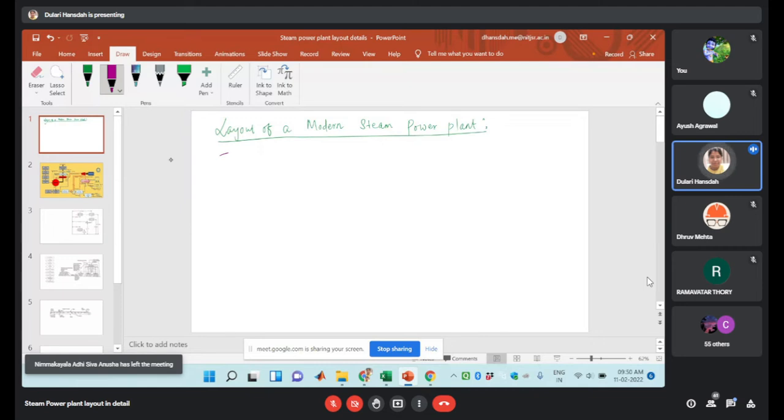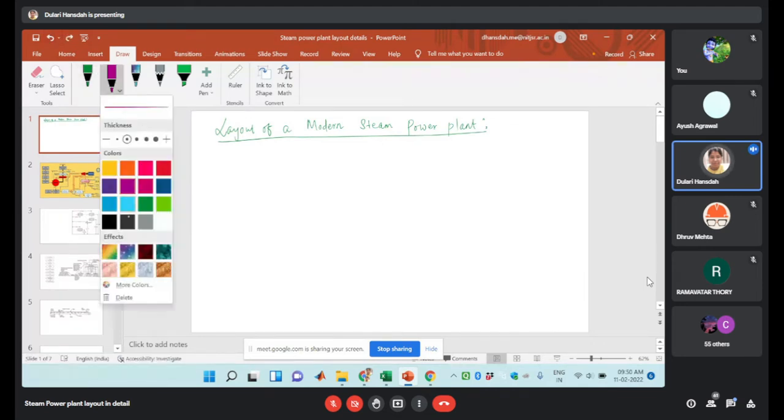There we are discussing the four different types of circuit. So what are those circuits?